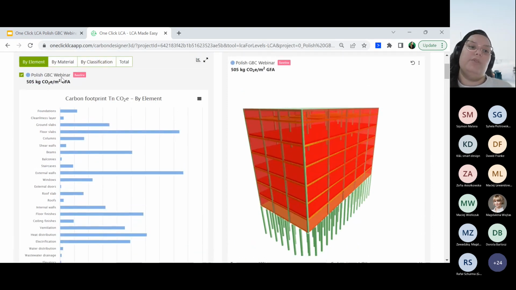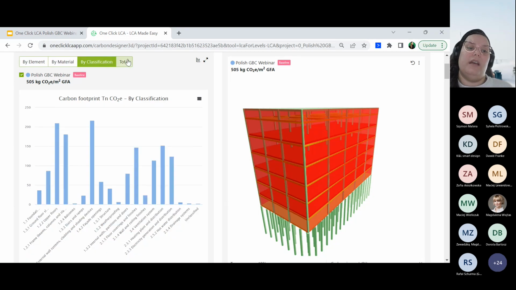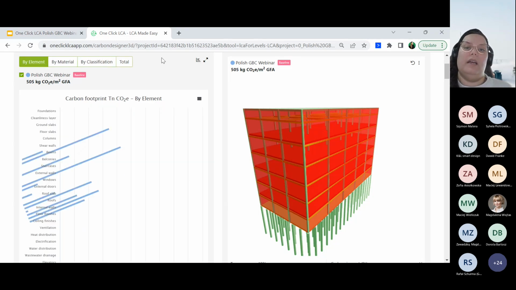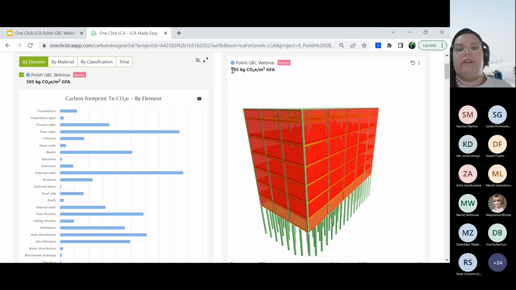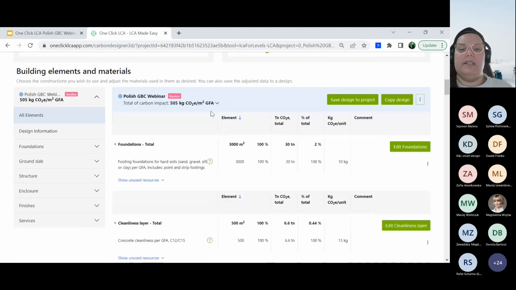We can see these results also by material, by classification and total. As we see here, for example, also 505 kilos of CO2 per square meter. And then we have also here the list of all the chosen materials, and we can edit this list as well. We can either edit it by share of like square meter or percentage with also other materials.